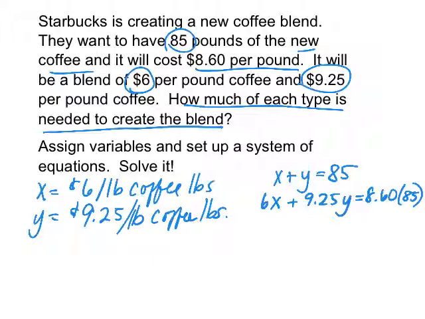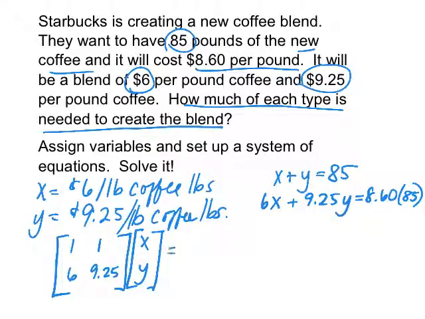So we're going to set this up as a matrix equation. We know the variable X has coefficients 1 and 6, and the variable Y has coefficients 1 and 9.25. Then we have our variable matrix, X and Y, and it equals our solution. So we have 85, and then the product of 85 and 8.60, which is 731.